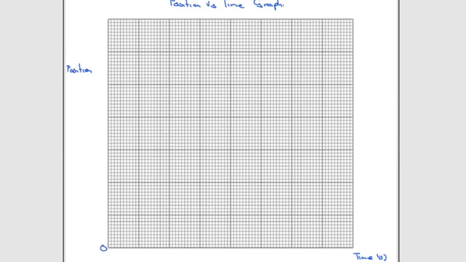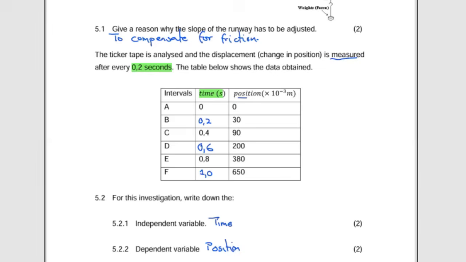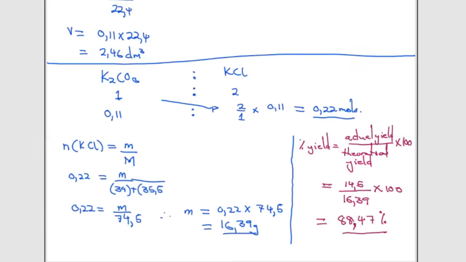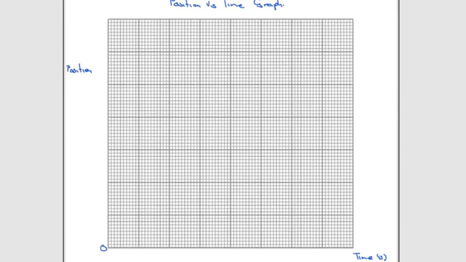Therefore, I'm going to have a plot at the origin. Let me look at the time that is given. My time is from 0 until 1 second, so I'm going to use a scale of 0.2. I start from 0, then 0.2, 0.4, 0.6, 0.8, and then 1.0. It's going to increase in that direction.